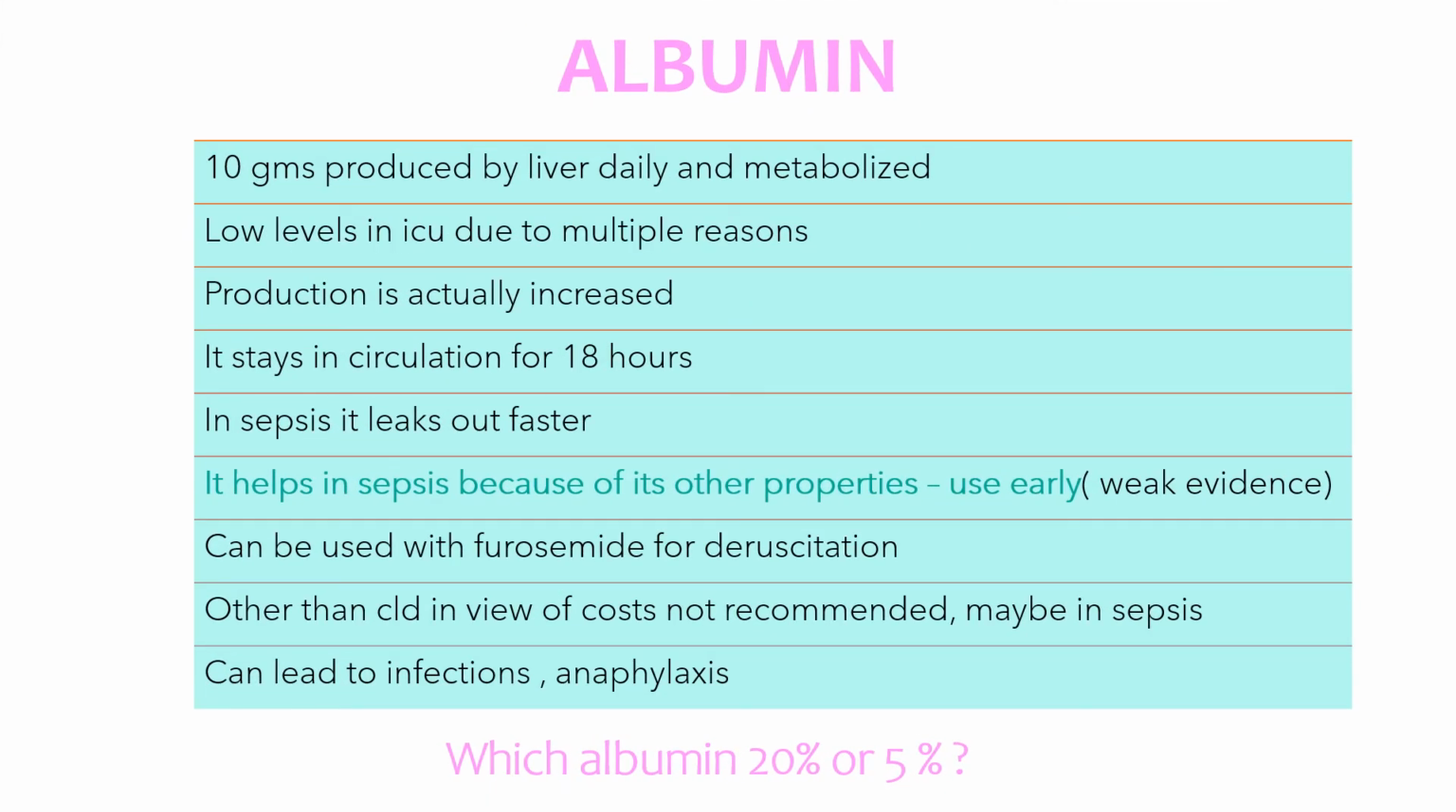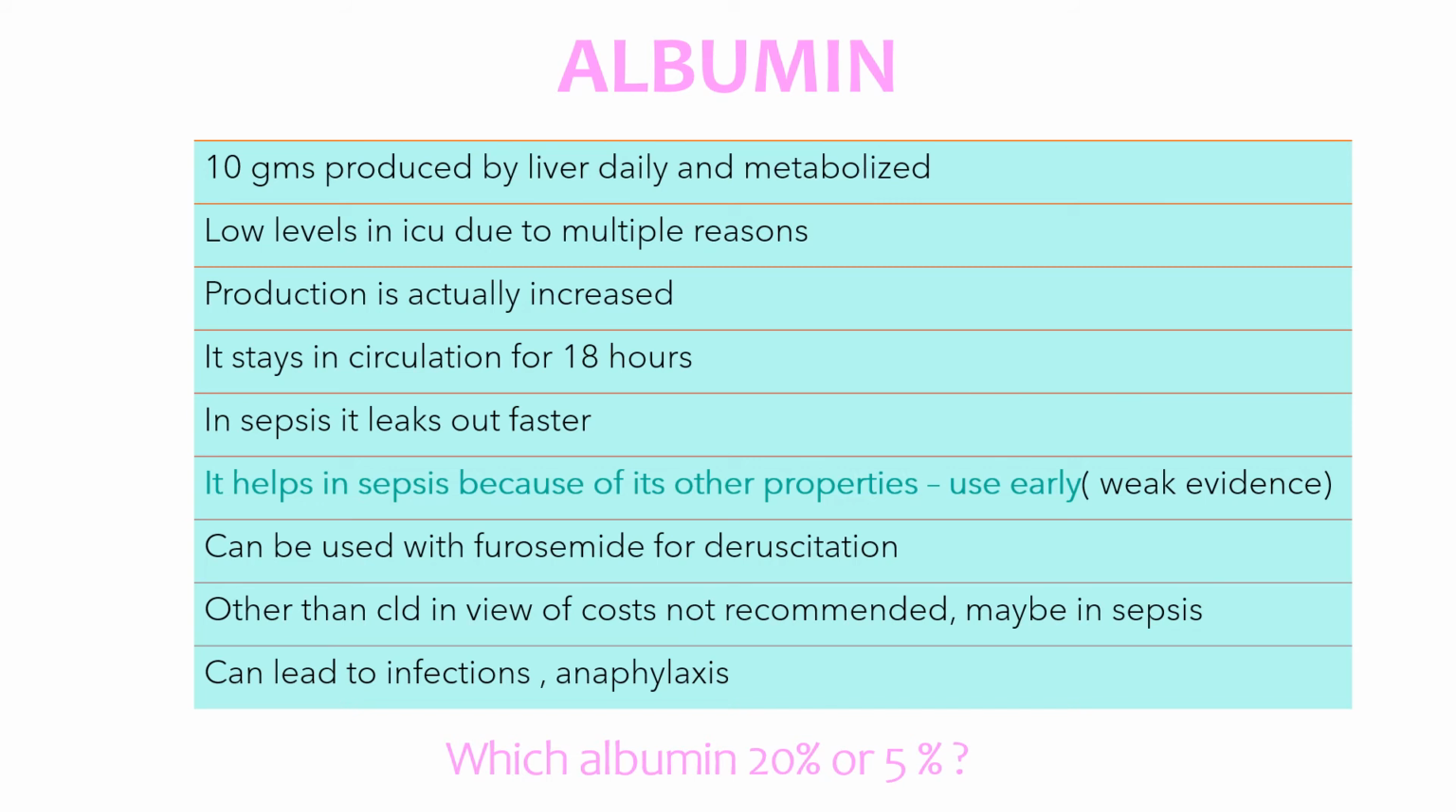Then albumin, certain facts about albumin here, that 10 grams is produced by the liver daily and metabolized. Low levels in ICU due to multiple reasons, though the production is actually increased. It stays in circulation for 18 hours. Please note that. And it is not filtered across the glomeruli. And if the capillaries are excessively leaky, like in sepsis, then it moves out much faster than 18 hours. And it helps in sepsis because of its other properties, not because it's a volume expander, but because it has pleiotropic action.